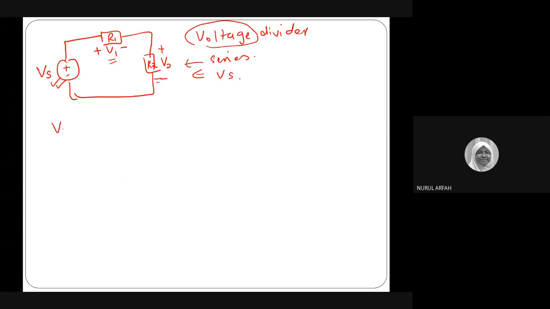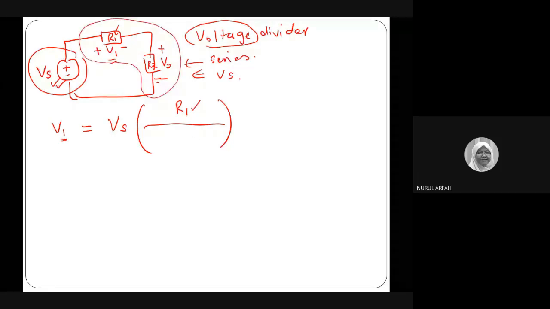And then what is V1? Okay, if this is V1, then the voltage drop across that element should be here. So the voltage 1 is dropped across R1, right? So this one should be the element. And then you need to divide by the summation of all the series resistance. So R1 plus R2, just that.